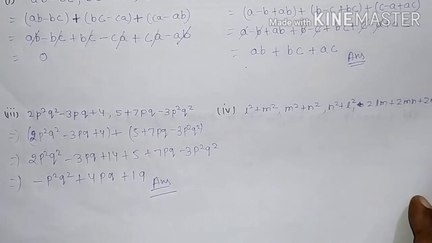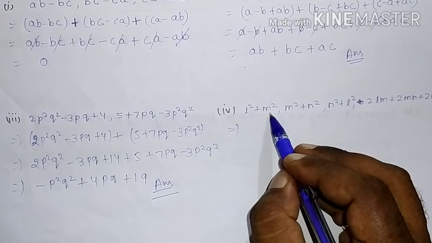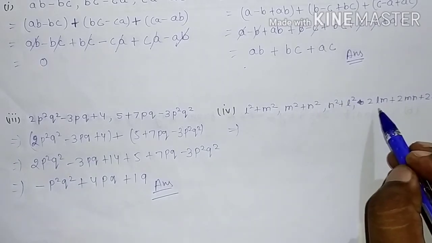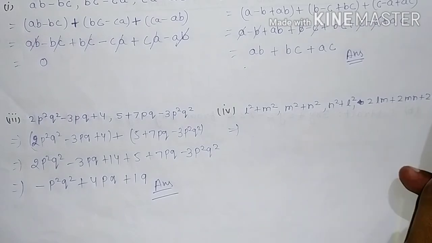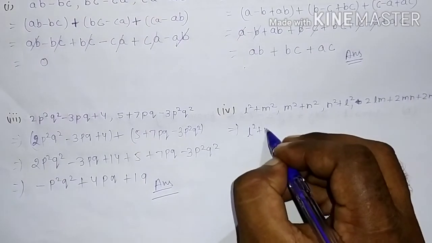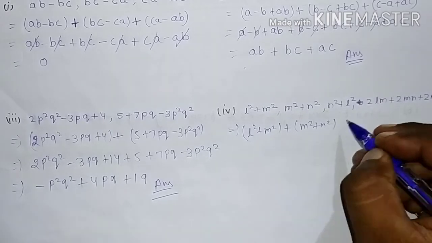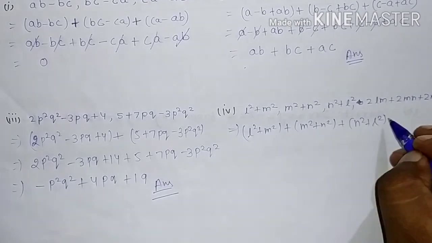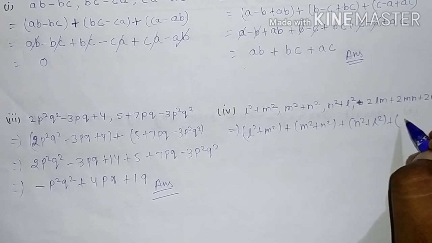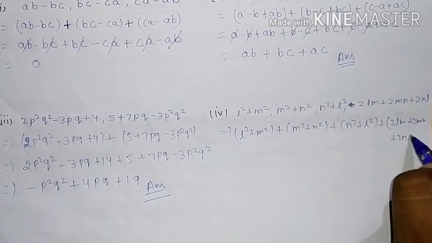It's very simple. Now the last question, that is question number 4. L square plus M square is the first term, M square plus N square is the second term, N square plus L square is the third term, and 2LM plus 2MN plus 2NL is the fourth term. So here we have to add these four terms. First term L square plus M square, plus second term M square plus N square, and third term N square plus L square, and the last term 2LM plus 2MN plus 2NL.